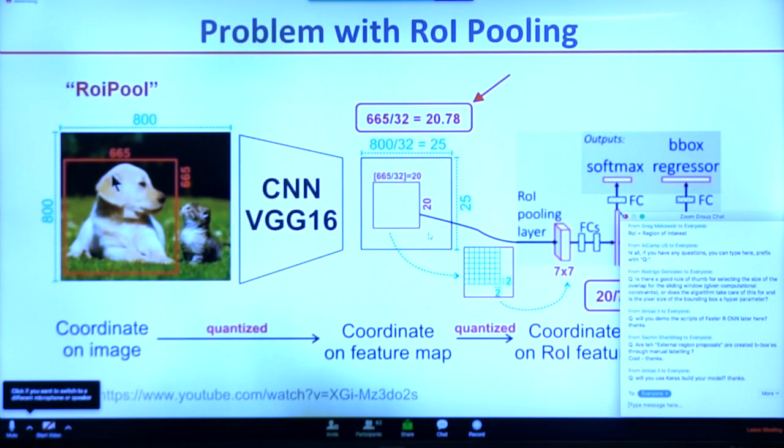Okay, go ahead. So the problem with the ROI pooling layer is that it basically quantizes the information.